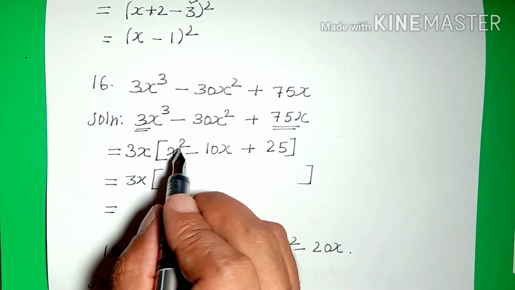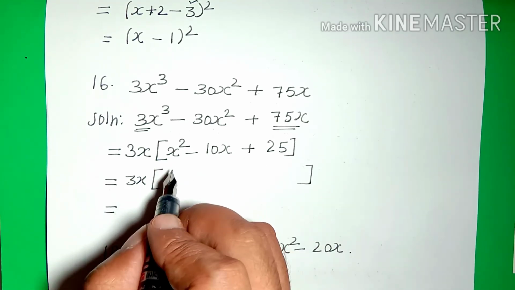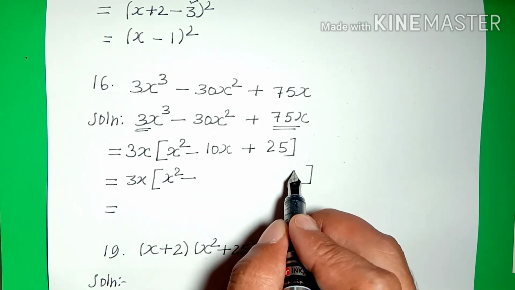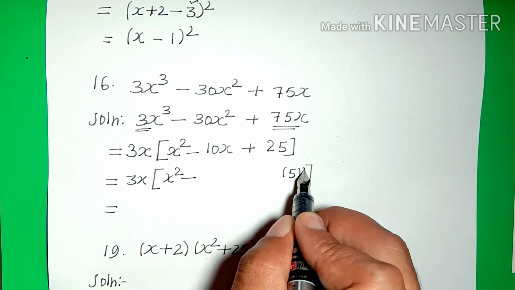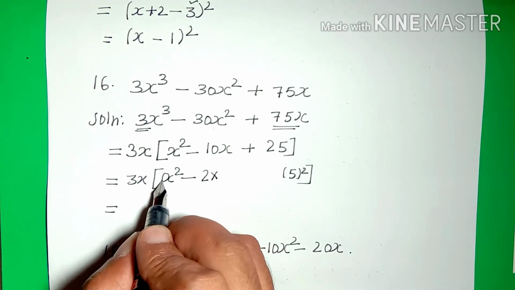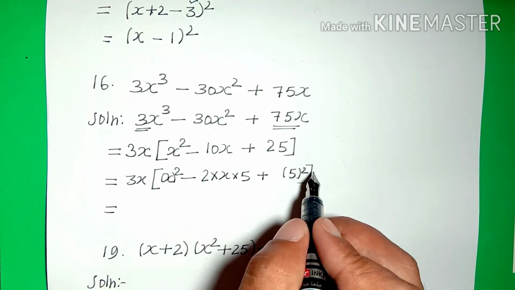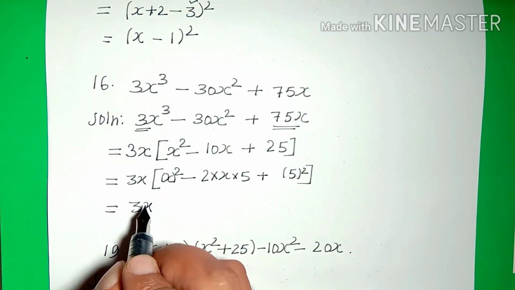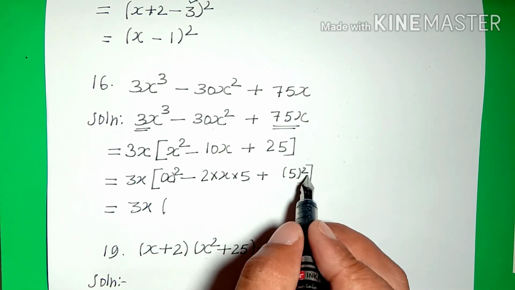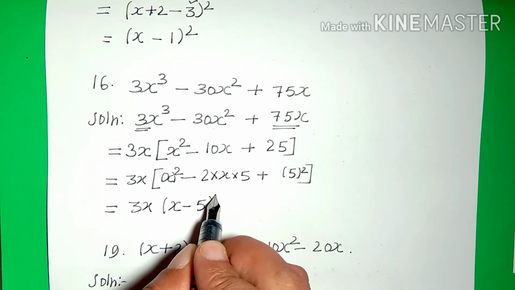That is, I've got now a perfect square trinomial. Here also perfect square, here also square. Now here, with this you'll have to form the identities. A square minus, we know that 25 is a perfect square, 5. So 5 square. A square minus 2 into a, a means only x, into b means only 5, plus b square. And that implies 3x you'll have to drop here. Now a square minus 2 into a into b plus b square equals, yes, that is a minus b the whole square.